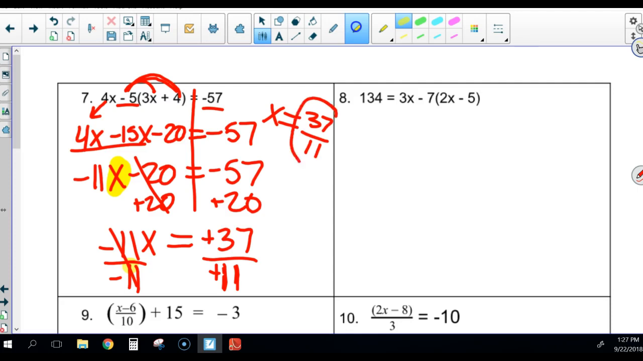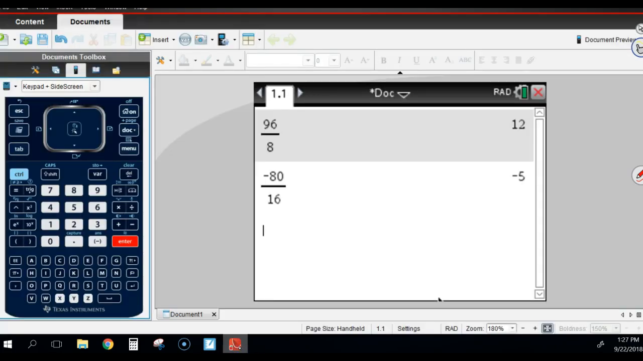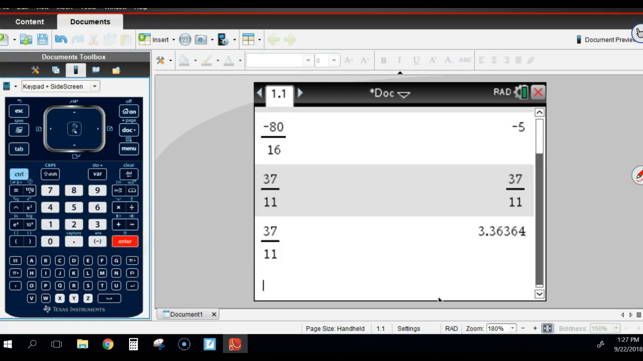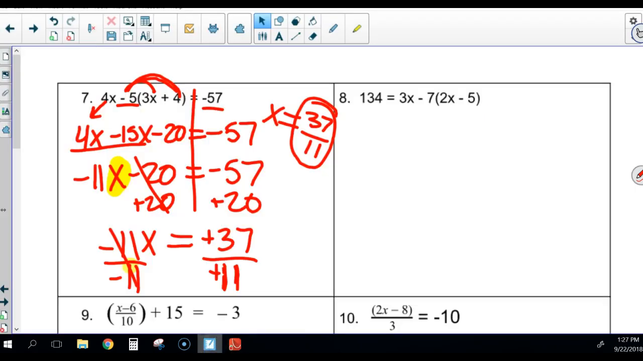I would prefer fractions. If you got a decimal, then 37 over 11 is, Control Enter, 3.36.